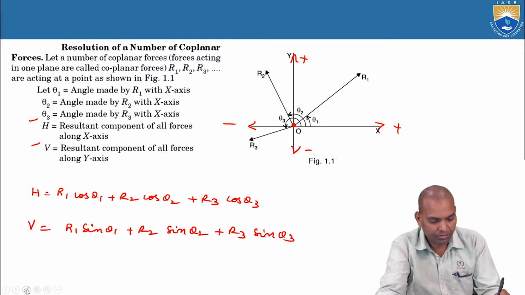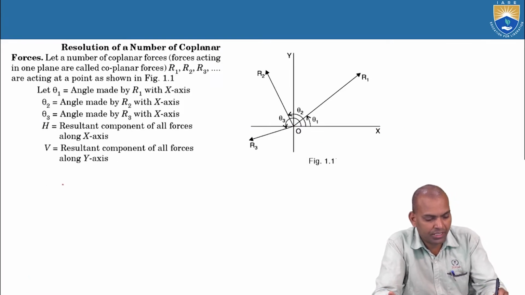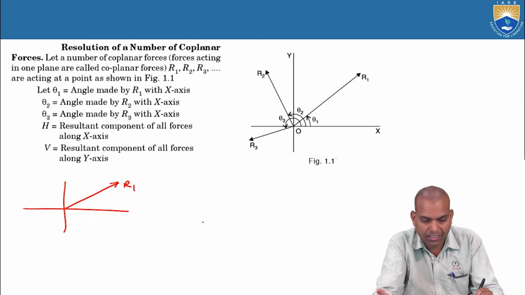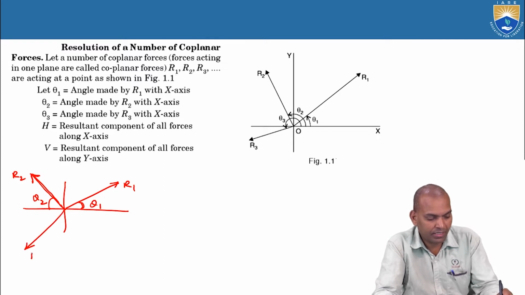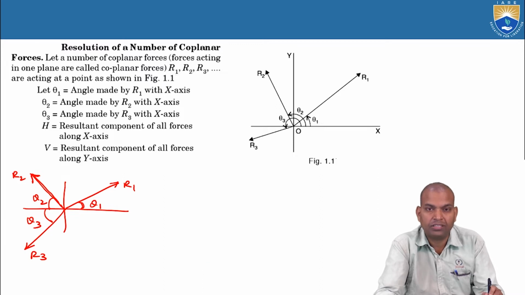Suppose the case study is like this. This is R1, and this is theta 1. And here this is R2. Please observe carefully, this R2 is making an angle theta 2 in this direction. And R3 is making an angle individually with the x-axis, the horizontal axis. This is theta 3. Then how to resolve these components, horizontal and vertical?